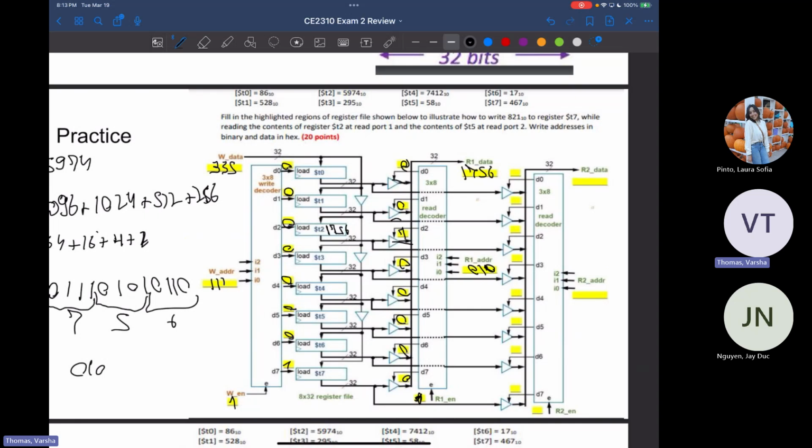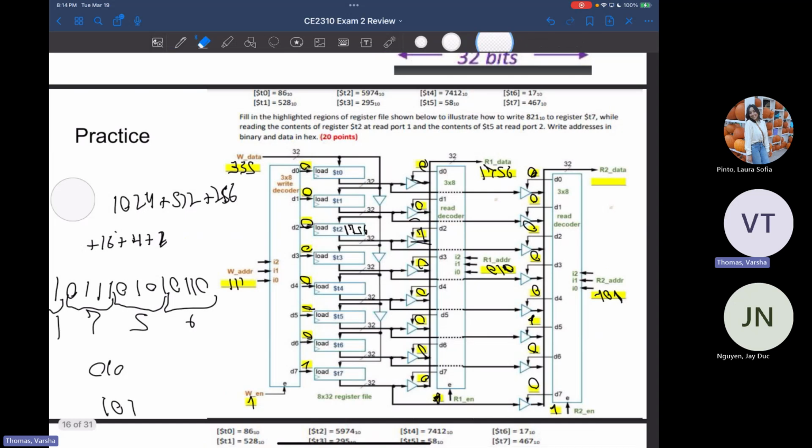So since we know we're reading at port 2, we're going to put a 1 for R2 enable, and we're reading at T5, so we're going to put zeros everywhere other than D5. And we know that 5 in binary is 1 0 1, so we can also write that in our read address. 1 plus 4, 5. And now let's go to the longest part.